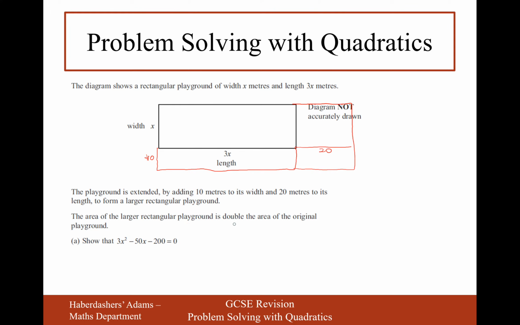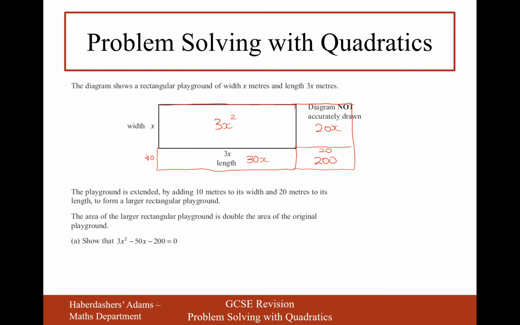The area of the rectangle playground is double the original area of the playground. Okay. So the original area is going to be 3x squared. Now we need to work out these. The area of the larger playground is double the area of the previous playground. Okay, so now we could probably work out these extra bits and then the area will have doubled. So if we work out these extra bits now, this area here is going to be 30x. This area here is going to be 10 times 20, that's 200. And this area here is going to be 20 times x, so that would be 20x.